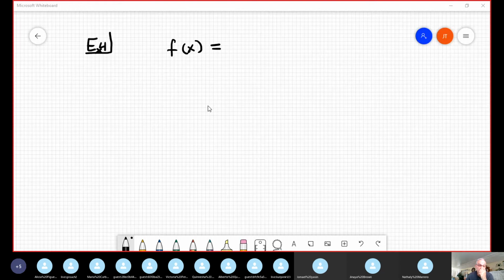Super. Example 4 is confusing. Pay attention, because it's a little bit tricky. Square root of 5 minus x.